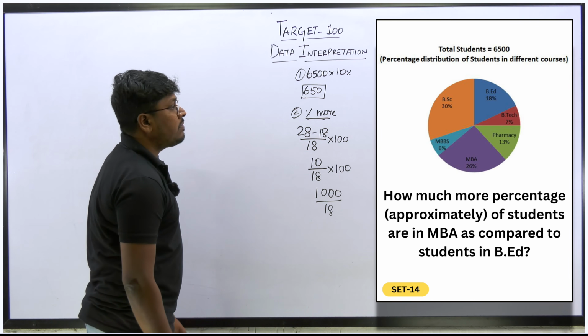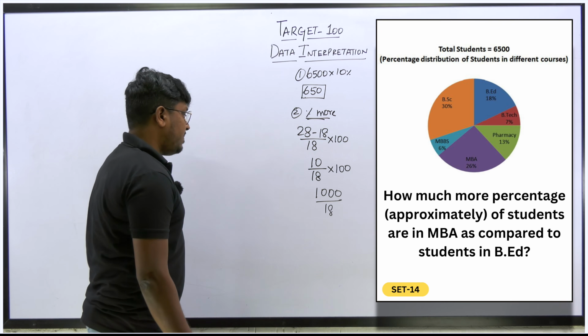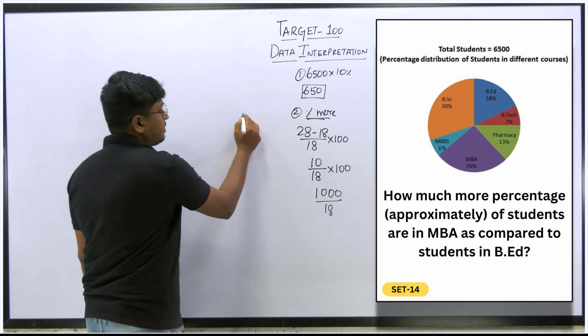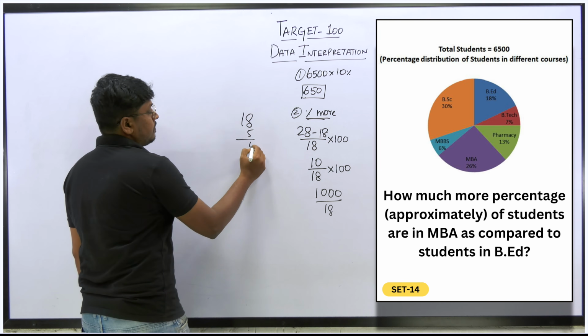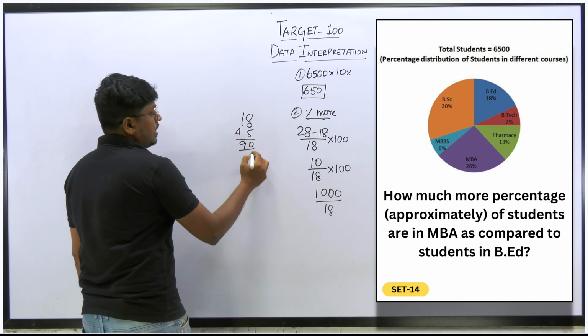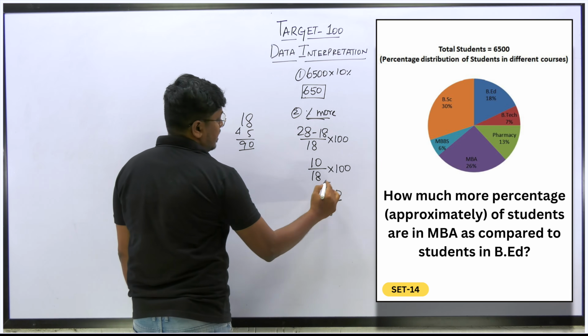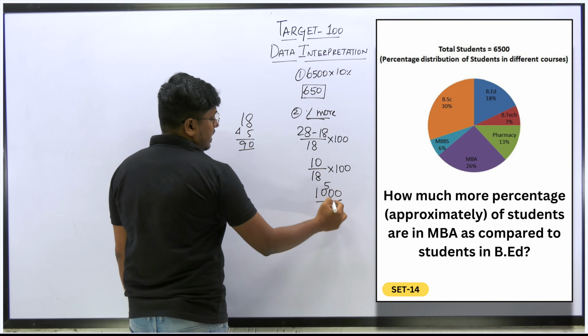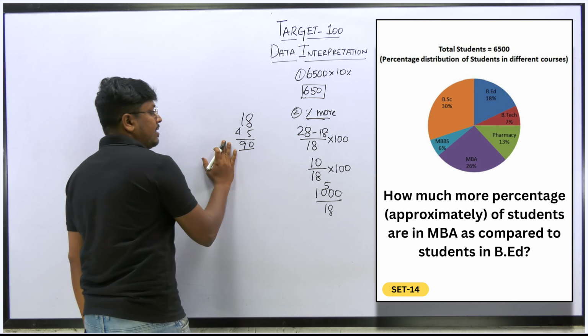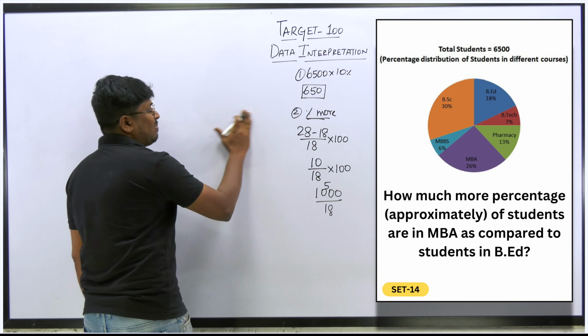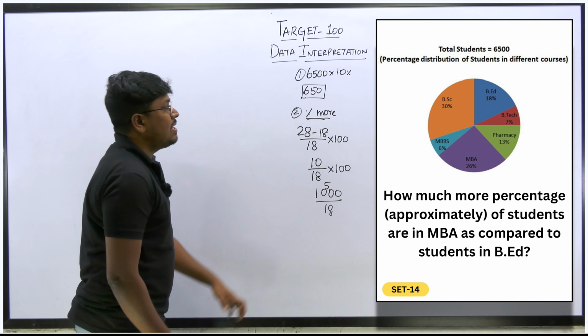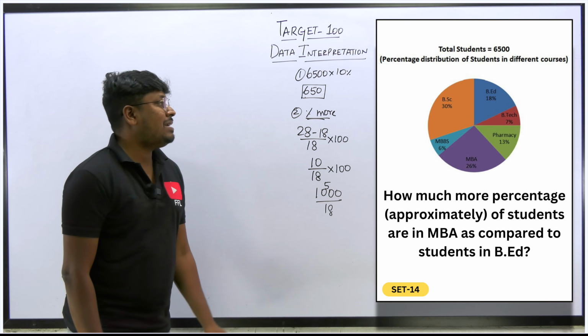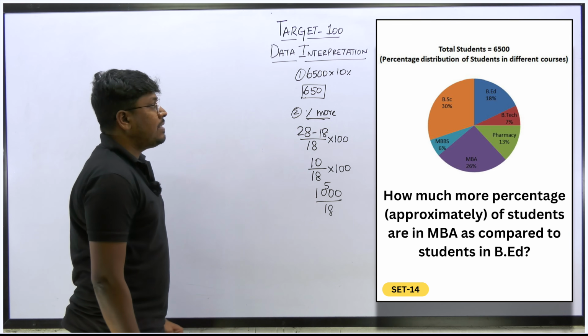Okay, do we need to find an approximate answer? Yes, we need to find an approximate answer. So 18 times 55 is about 990, remaining will be 1000. So 55 something, right? So we can say that the answer will be approximately 55%. Based upon the options, you can find the answer, right?